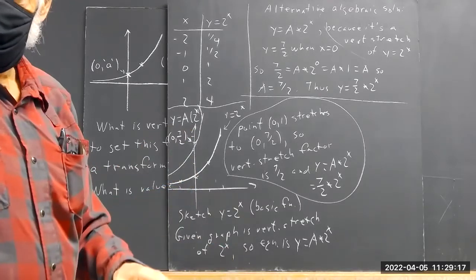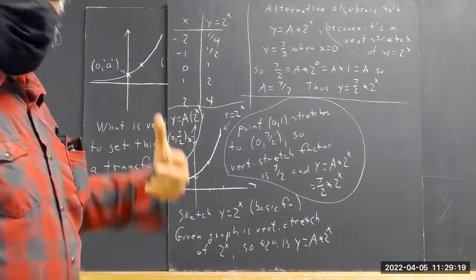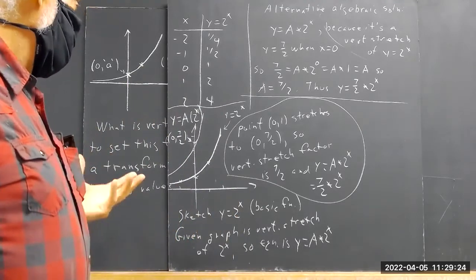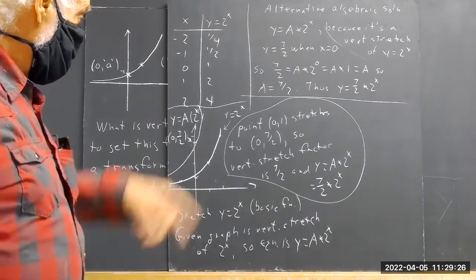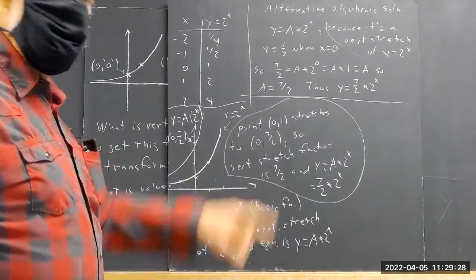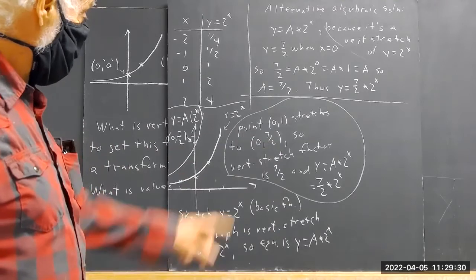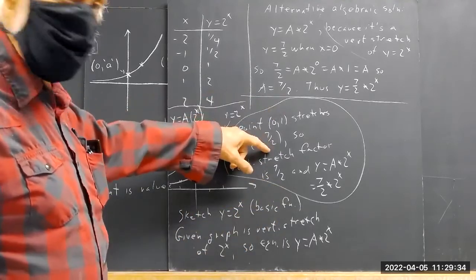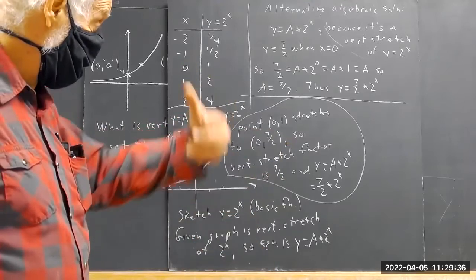If it is a vertical stretch, now if it's a vertical shift, that's going to be a little different, and you encountered that. Okay, so our logic is the 0.01 stretches to 0.7 halves. So the vertical stretch factor is 7 halves. Your y coordinate has been multiplied by 7 halves. That's what a vertical stretch does.